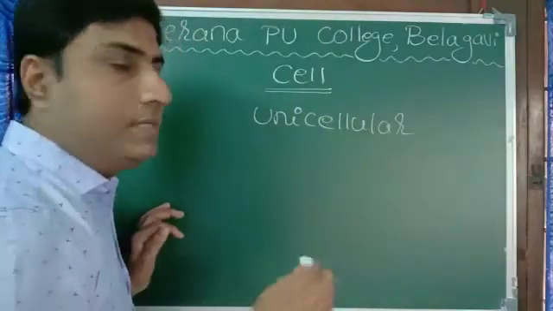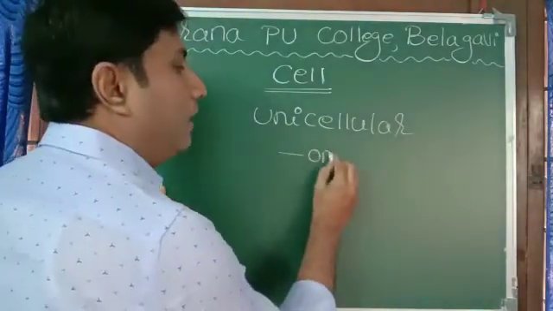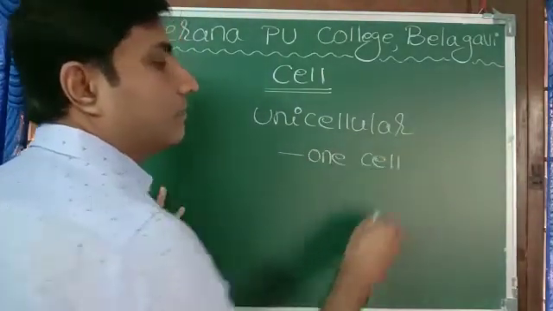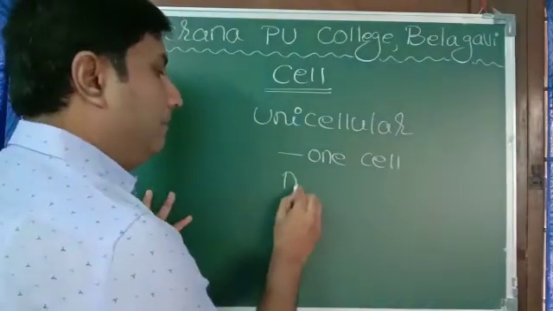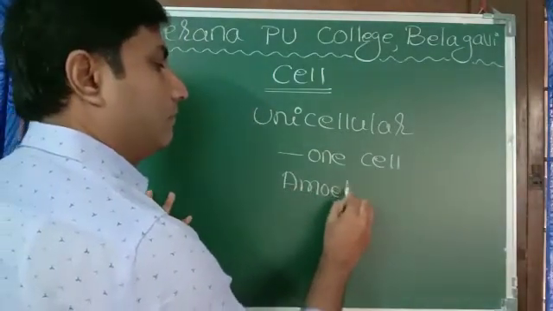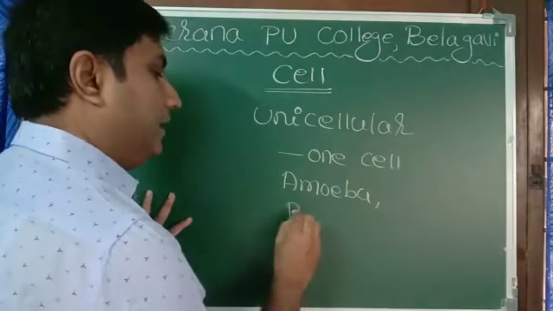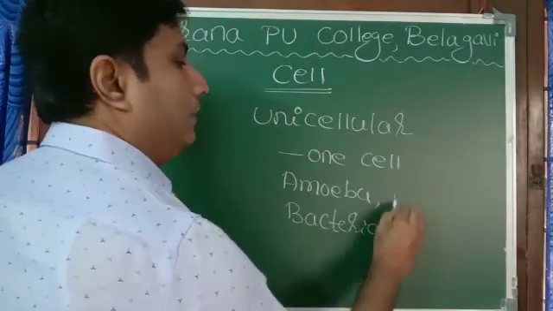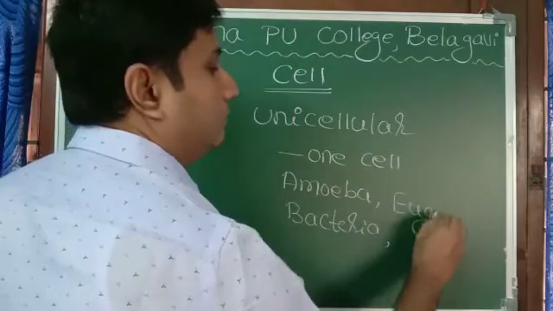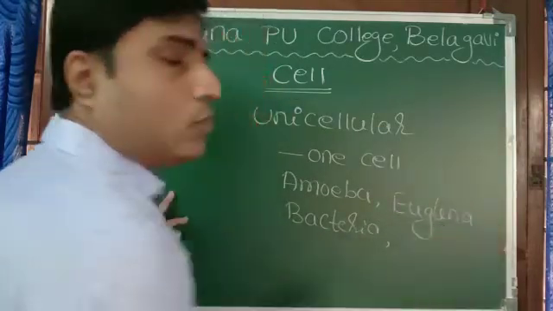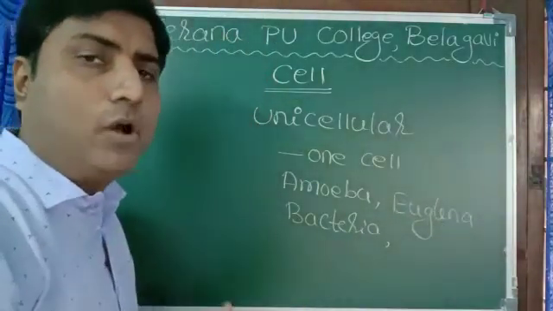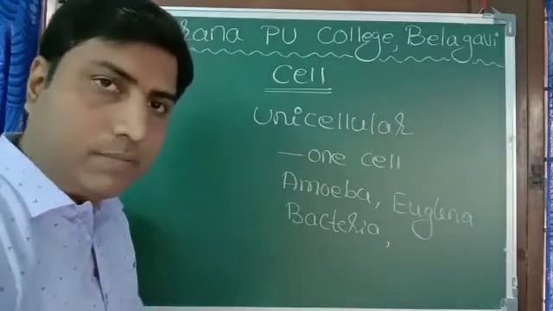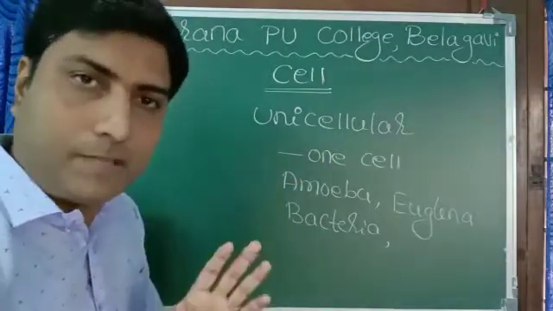Unicellular organisms are made up of only one cell, like amoeba, bacteria, or maybe euglena, and so on. There are many microorganisms which are unicellular, meaning they are also made up of a cell.